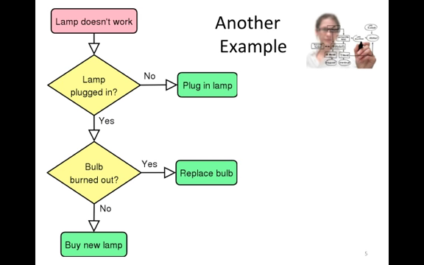Here's another example. The lamp doesn't work. Is the lamp plugged in? No, we plug it in. If the lamp is plugged in, we check for the bulb to be burned out. If it is burned out, we replace the bulb. If it is not burned out, we get a new lamp. Well, maybe we'll get a new bulb. Well, no, I mean, if the bulb is not burned out, we have to figure out what's going on. So there might be other steps to do.